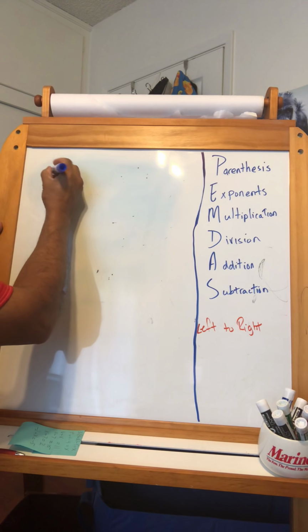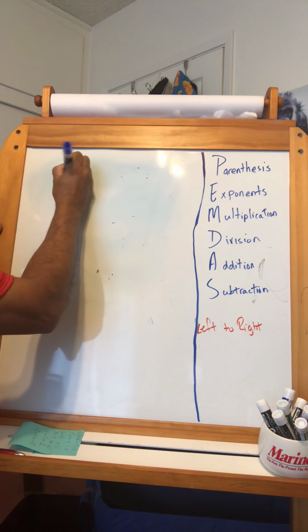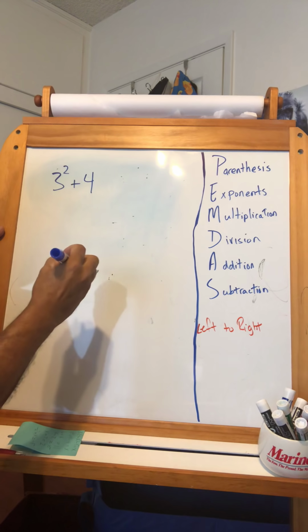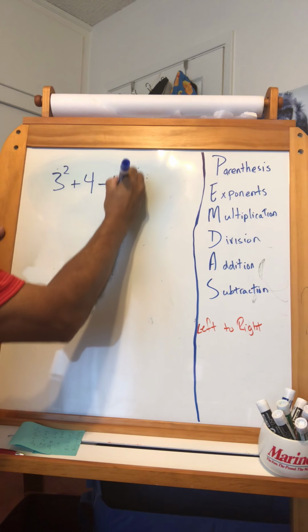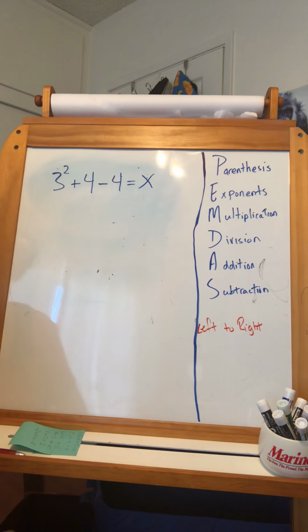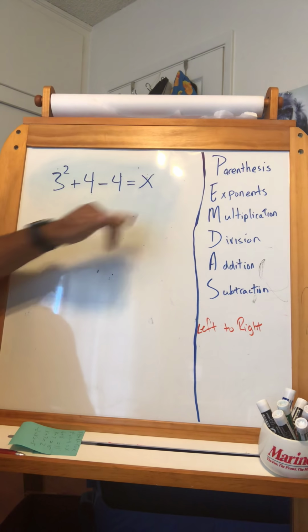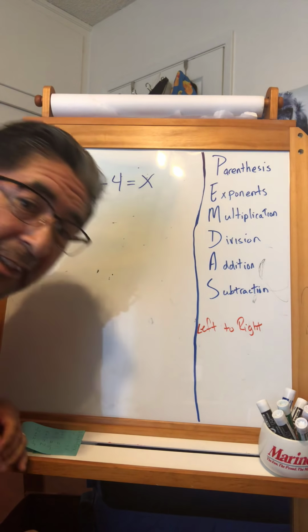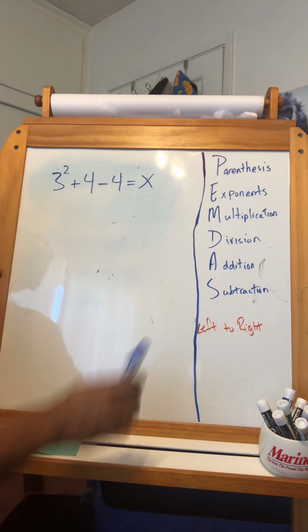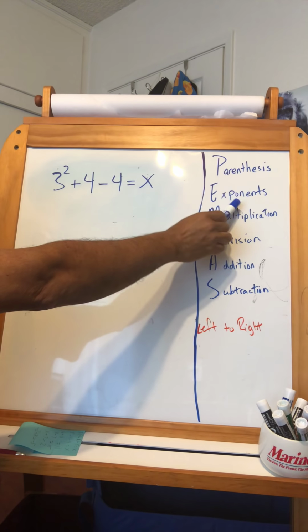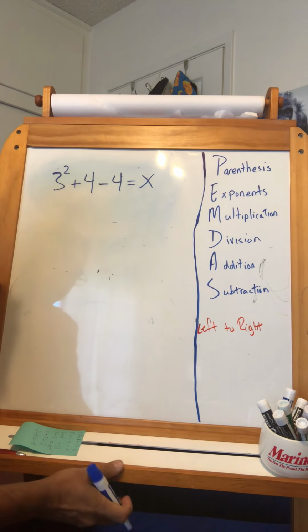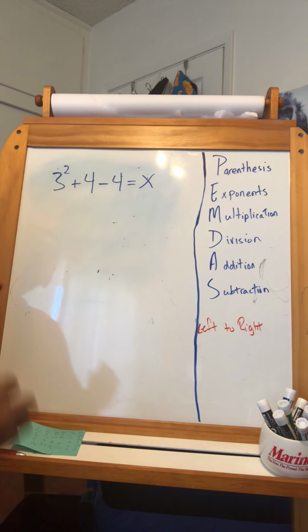This time, let's go with 3 squared plus 4 minus 4 equals x. I want you to get used to seeing that x there, because after a while, that x starts to move around, and it could get confusing if you're not paying attention. So, again, no parentheses, don't have to worry about that, but exponents is next. I have an exponent. This 2, I hope you guys can see that okay, is an exponent.